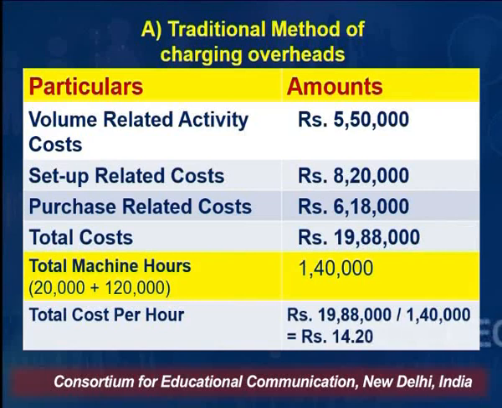So if you ask me how to calculate total cost per hour, very simple. Total cost is here, total hours are here. You have to simply put the values and get the answer. 19,88,000 divided by 1,40,000 hours gives me a rate of rupees 14.20. This is under the traditional method of charging overhead, right?